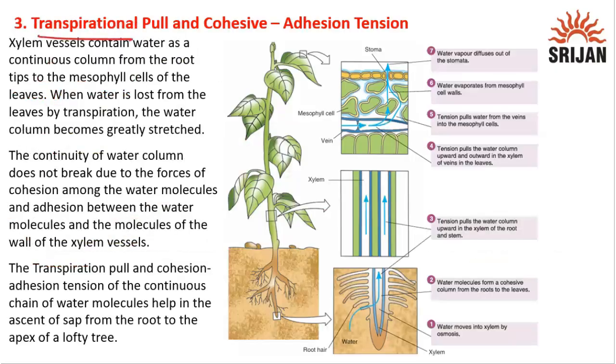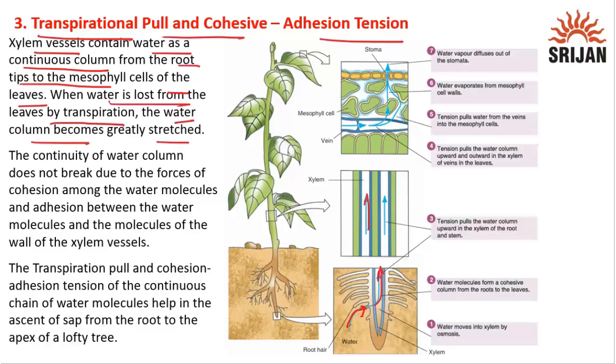Then transpirational pull and cohesion adhesion tension. Xylem vessels contain water as a continuous column from the root tip to the mesophyll cells of the leaves. When water is lost from the leaves by transpiration, the water column becomes greatly stressed. So this is the root here, water is absorbed. Now from the root tips to the mesophyll cells of the leaves, this is the water column, and when the water is lost due to transpiration from the stomatal opening of leaves, then the column becomes greatly stressed.